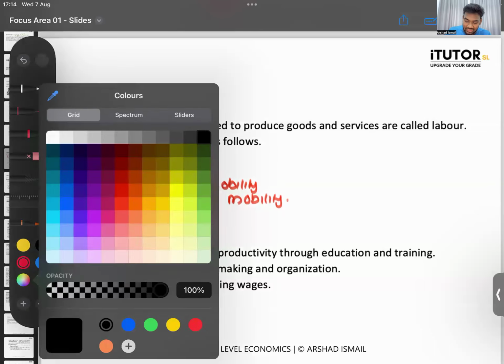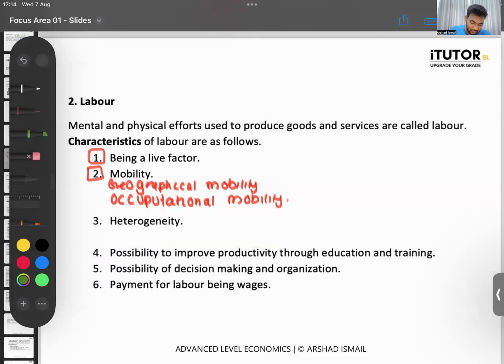Correct. Then what is heterogeneity? Heterogeneity means it differs from person to person. Is my physical and mental effort the same as yours? I might be good at certain stuff. You might be good at something else. So it differs from person to person. It's not the same.